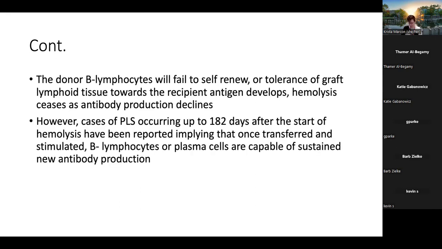The donor lymphocytes will eventually fail to self-renew, or the graft lymphoid tissue will develop a tolerance toward the recipient antigen, and this will stop further hemolysis as the antibody production declines. However, rare cases have been reported to continue up to 6 months after the start of hemolysis. This implies that the transferred and stimulated B lymphocytes or plasma cells are capable of sustaining new antibody production.